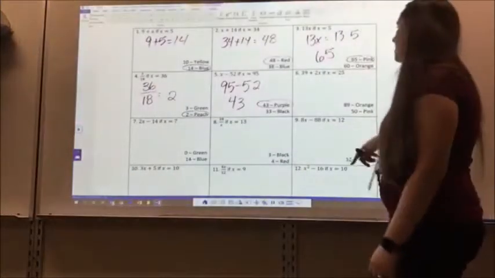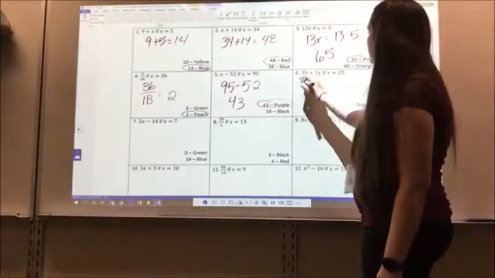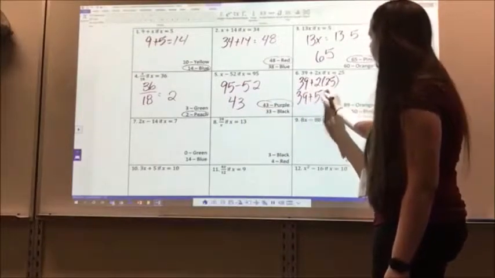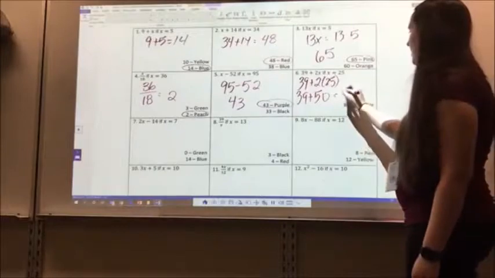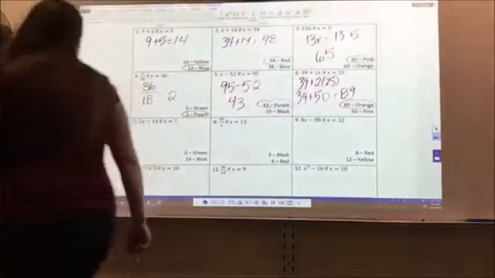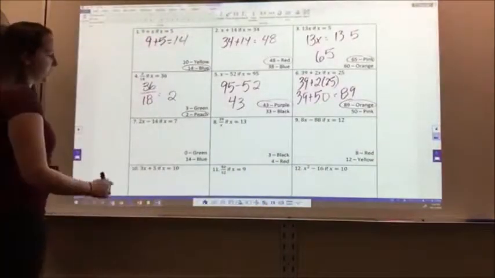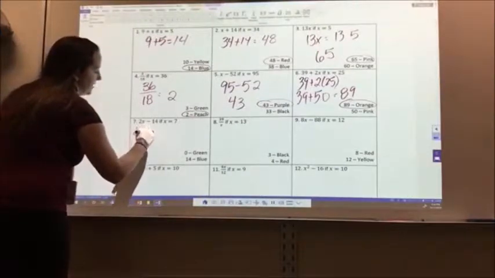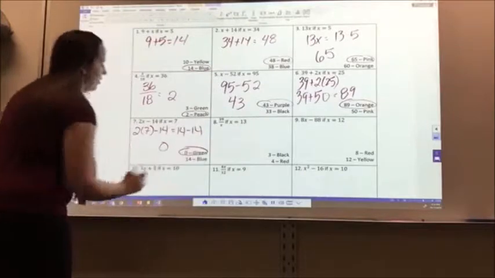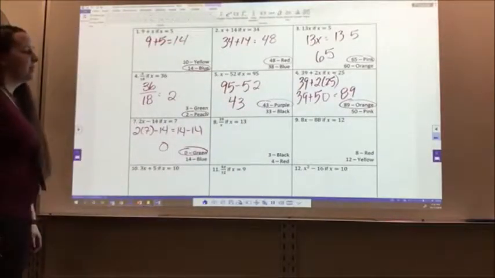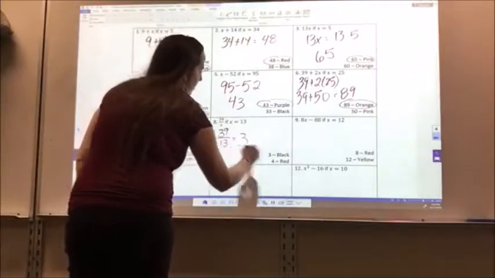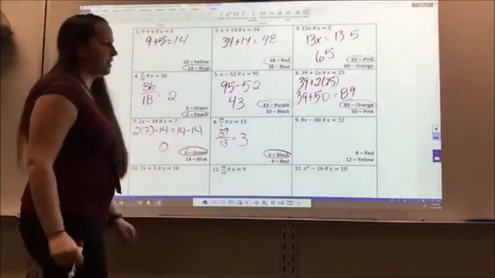Number 6, 39 plus 2x if x equals 25. So 39 plus 2 times 25, which is really 39 plus 50, is 89. So I'm going to color all the 6's orange. Number 7, 2x minus 14 if x is 7. So 2 times 7 minus 14. So this is 14 minus 14, or 0. So I'm going to color all the 7's green. Number 8, 39 divided by x if x is 13. And that's 3. So I'm going to color all the 8's black.